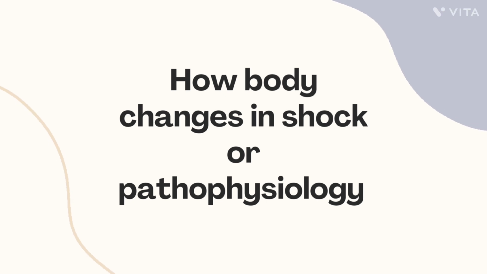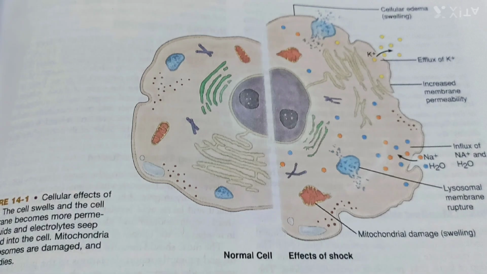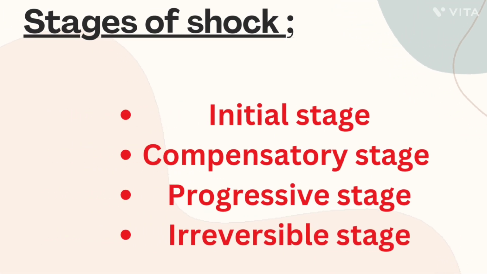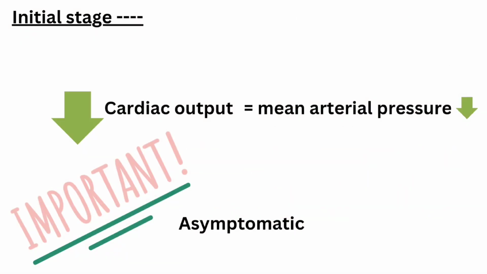Next, pathophysiology. How our body responds to the shock. First of all, the normal cell, and after shock that normal cell gets more permeable for the electrolytes and fluids, so it causes damage to the cell organelles. Next are the stages: initial stage, compensatory stage, progressive stage and irreversible stage. These stages will all be discussed one by one.